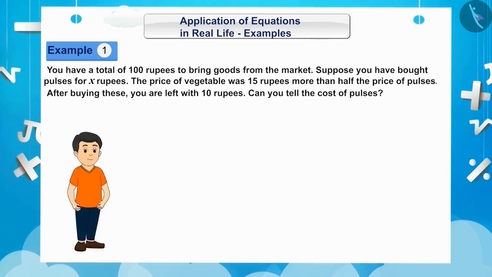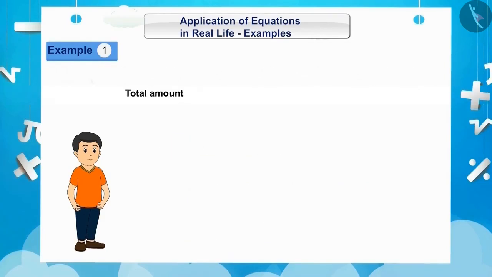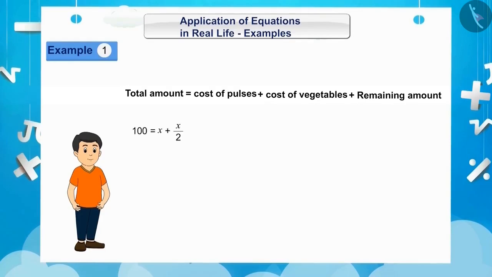Given that the cost of pulses is x rupees, the cost of vegetables is 15 more than half the cost of pulses, which is x by 2 plus 15. And we're left with 10 rupees. We know that the total amount is equal to cost of pulses plus cost of vegetables plus the remaining amount. Therefore, our equation will be 100 is equal to x plus x by 2 plus 15 plus 10.